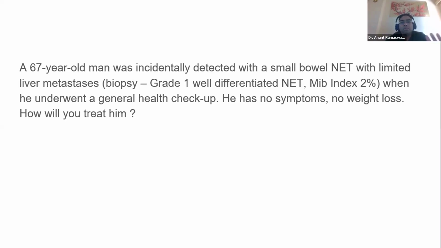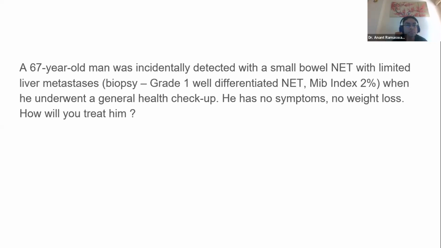Okay, so you have done a DOTA. It is showing multiple liver mets. It is showing an ideal growth. How will you treat him? He has no symptoms, no weight loss, nothing. What will you do? Dr. Adithya, maybe? What will you do? Sir, as this patient has grade 1 and it is well differentiated, but if it is only a small lesion, a low bulk lesion without liver metastasis, we could have. No, he has liver metastasis.